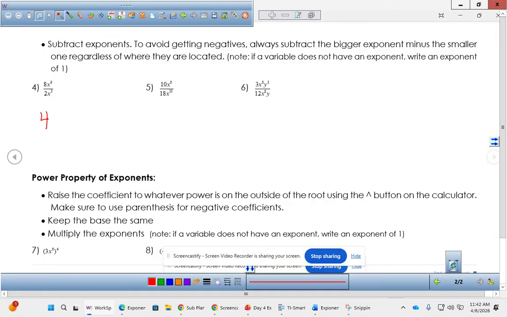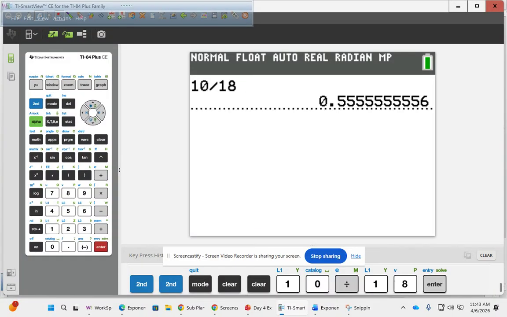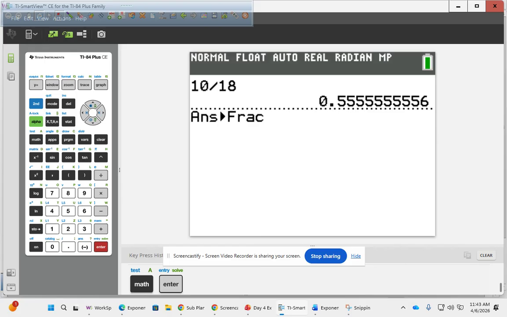Now there are two parts of the fraction, the top and the bottom. There's a 9 on the top and a 3 on the bottom. Since 9 is bigger, the x is going to stay up top. And then I'm going to subtract 9 minus 3. The bigger exponent 9 minus the smaller exponent 3. 4x to the 6th. Now for this next one, when I do top number 10 divided by bottom number 18, I do get a decimal. So I'm going to enter that, and I'm going to write this as 5/9.